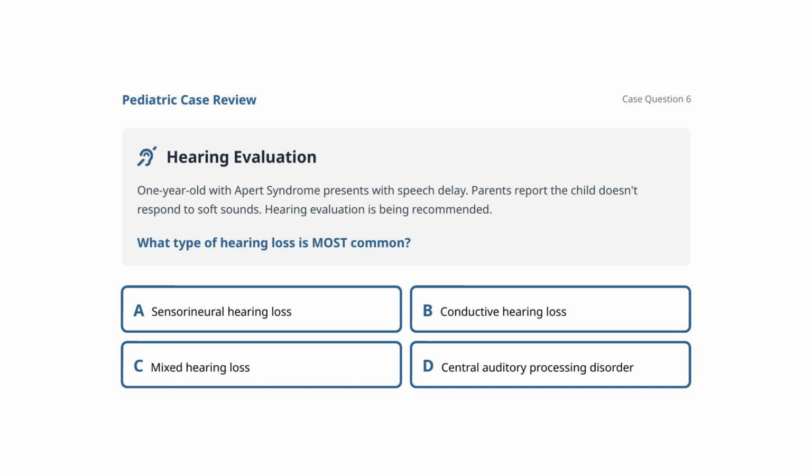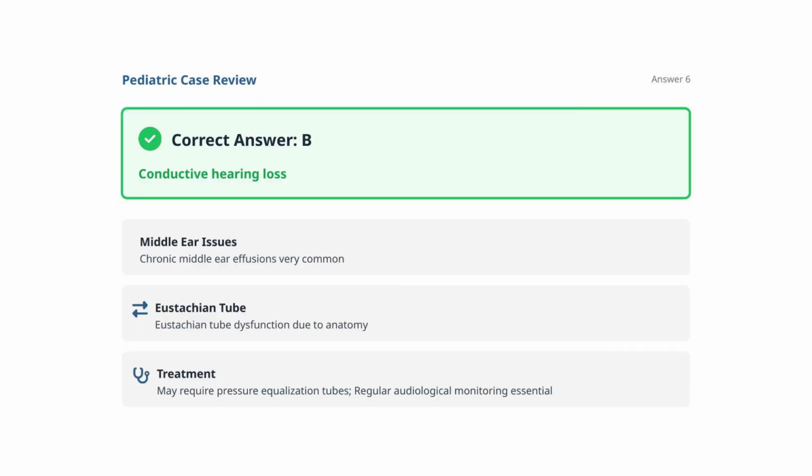Option A, sensorineural hearing loss. Option B, conductive hearing loss. Option C, mixed hearing loss. Option D, central auditory processing disorder. The correct answer is B, conductive hearing loss.